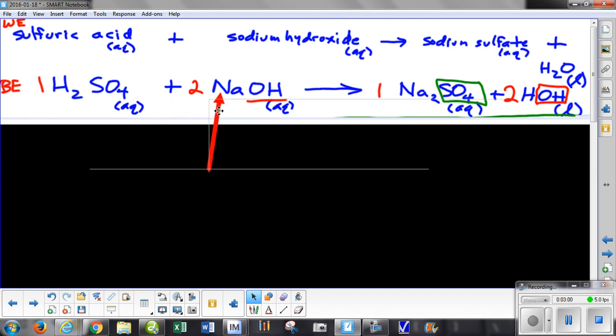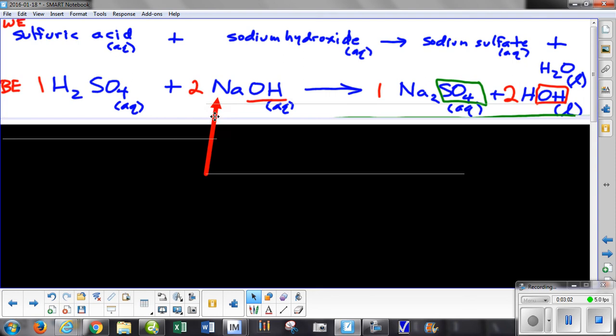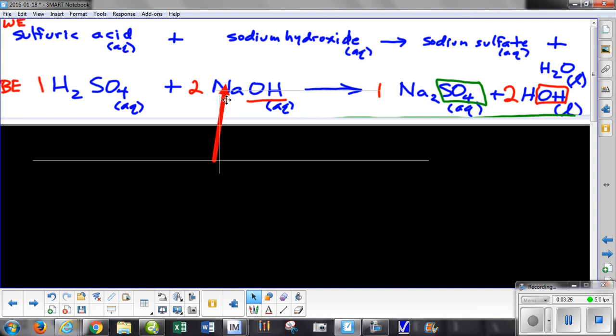So if you look on the sheet that I was just showing, at the very top, you'll be able to see the periodic chart. I'm pointing to the first column of the periodic chart. And in the first column of the periodic chart, your charge is always 1 plus, and sodium is in that column. So this sodium is going to have a 1 plus.